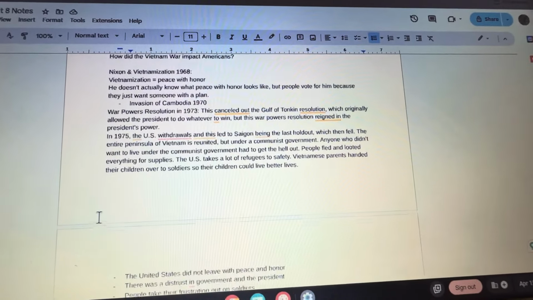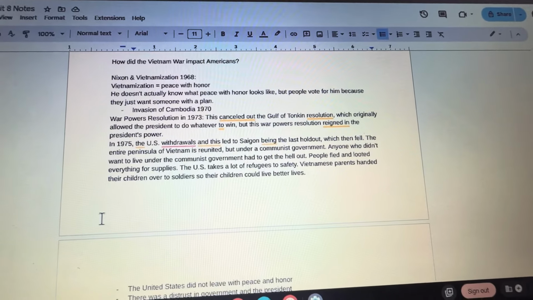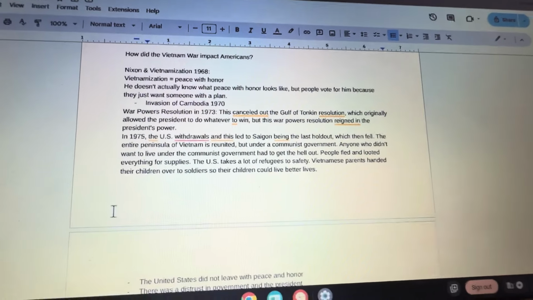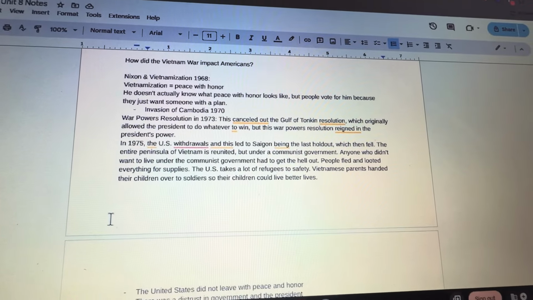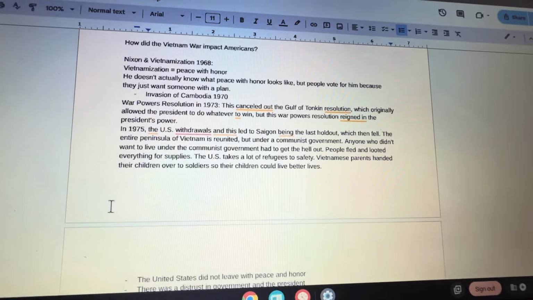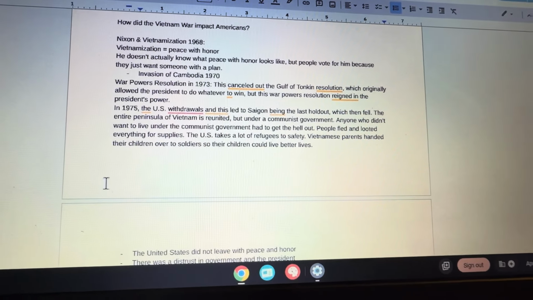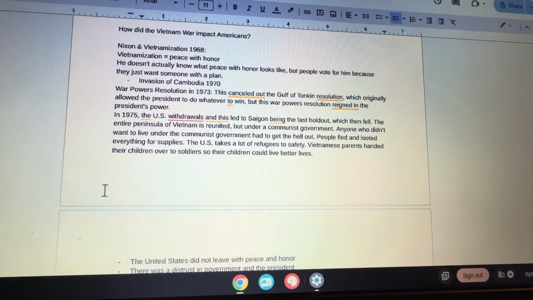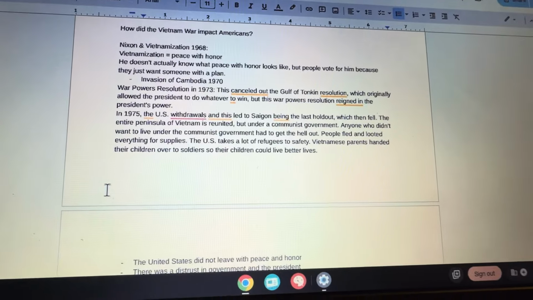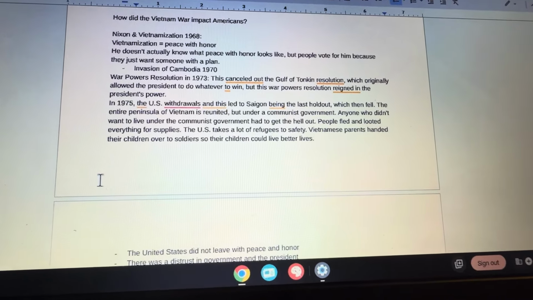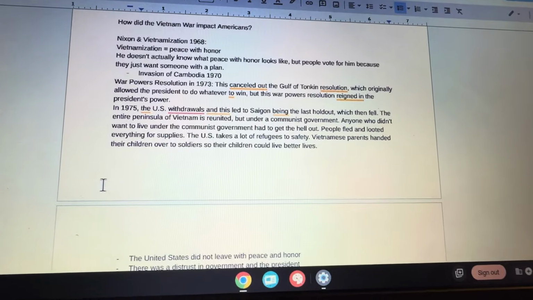How did the Vietnam War impact Americans? Nixon and Vietnamization. In 1968, Vietnamization equals peace with honor, but he doesn't actually know what peace with honor looks like. But people vote for him because they just want someone with a plan. Invasion of Cambodia in 1970. I don't have details on that, but you can look it up.